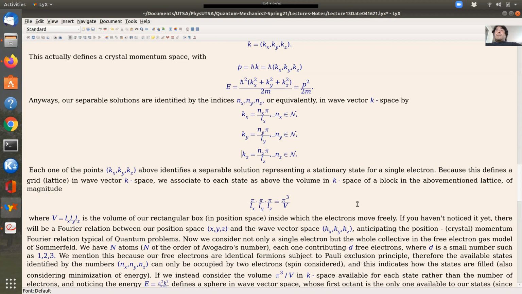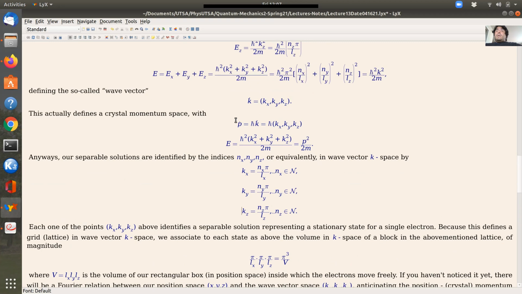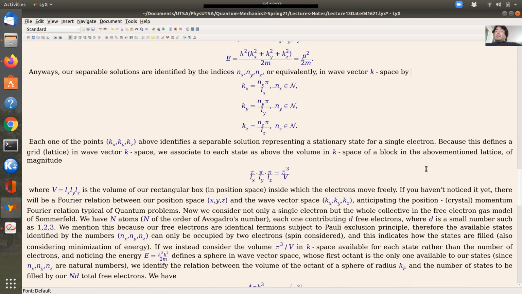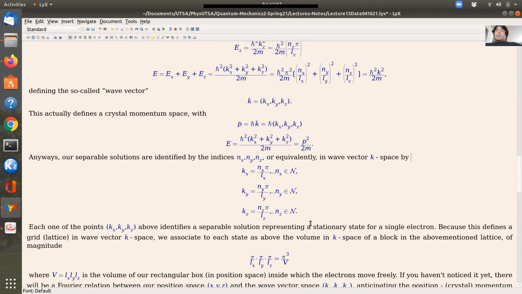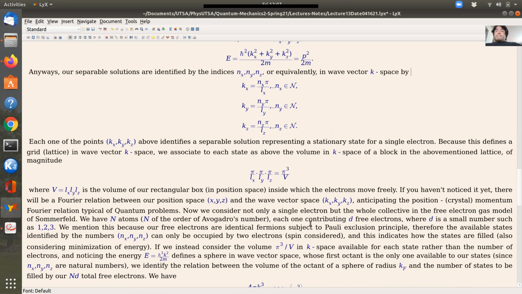So the nice thing, though, that you might notice is that there's essentially a Fourier relation between the position space and the wave vector space. And this is anticipating the sorts of Fourier relations that you know from position and momentum, although in this case it's crystal momentum, which is h bar k, typical of quantum problems. So we're kind of observing the quantum features, especially because we have assumed that we have the crystal structure, which makes convenient the rectangular domain. But never mind, that's fine. So let's see. Let's continue.